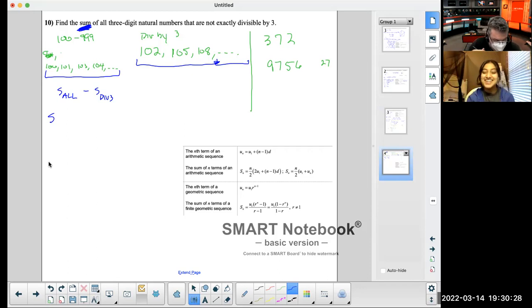So okay, it's the number of numbers, right? When you're finding the number of numbers, you have to add 1, yes. So the sum of the first 900, right? Yeah. So that is equal to 450 times 100 plus 999. Good.